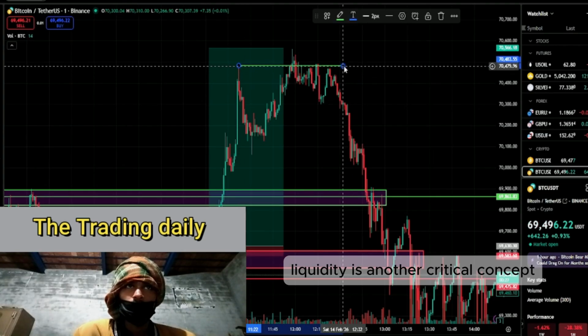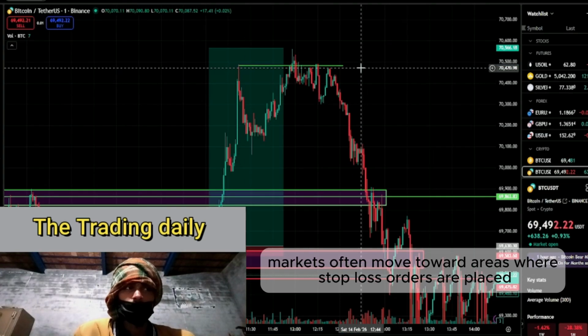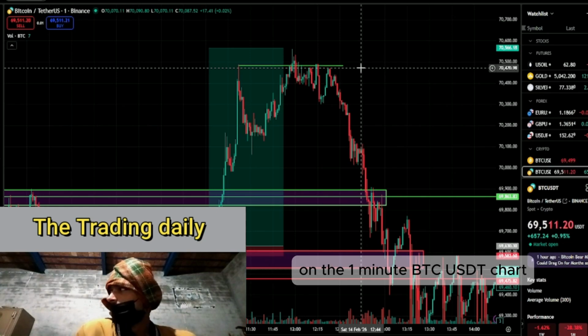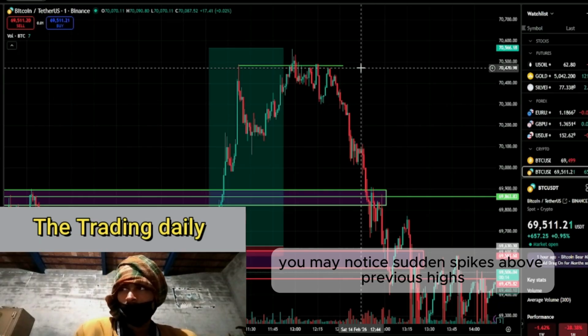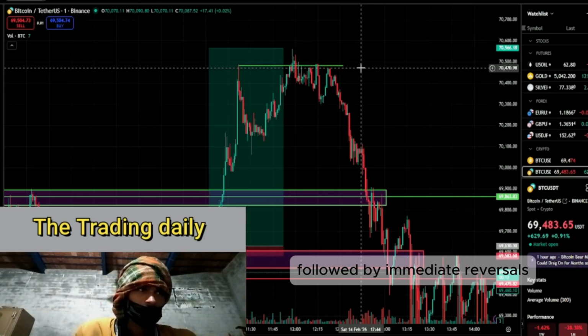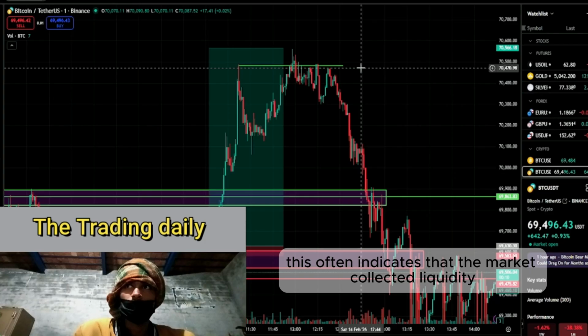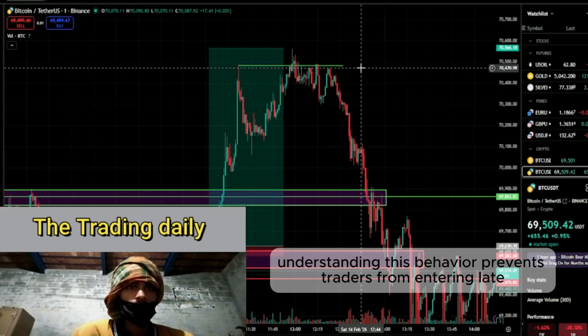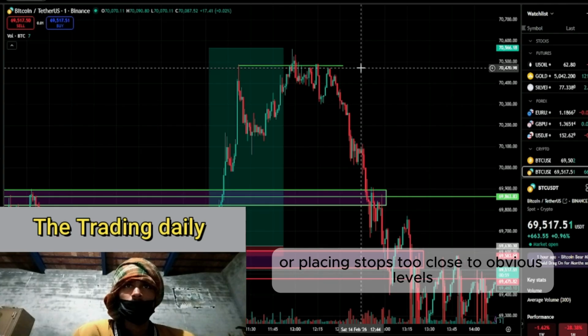Liquidity is another critical concept. Markets often move toward areas where stop-loss orders are placed. This creates liquidity grabs or stop hunts. On the 1-minute BTCUSDT chart, you may notice sudden spikes above previous highs followed by immediate reversals. This often indicates that the market collected liquidity before moving in the opposite direction. Understanding this behavior prevents traders from entering late or placing stops too close to obvious levels.